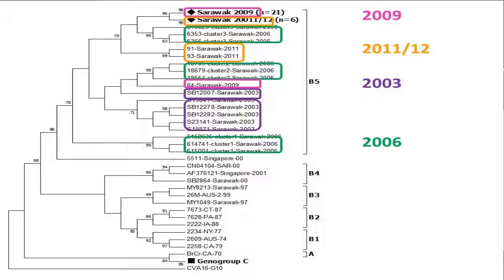And then in 2011 and 12, we see the same thing again. We see a totally different separate cluster of the predominant outbreak strain of the B5. But again, we start to see a small population of outgroup strains that appear to be similar to earlier outbreaks.